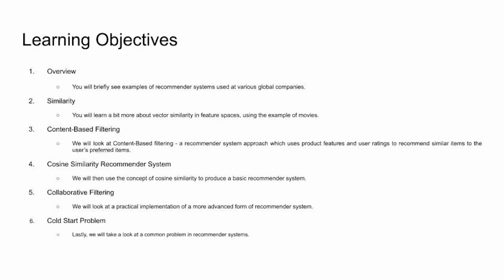In the third section of the course, we'll be looking at a recommender system approach known as content-based filtering, which uses product features and user feedback ratings in order to generate the next recommended products. In the fourth section, we'll look at the concept of cosine similarity and use it to create a basic recommender system. In the fifth section, we'll look at a more advanced recommender system known as collaborative filtering. In the sixth and final section of the course, we'll look at something known as the cold start problem.